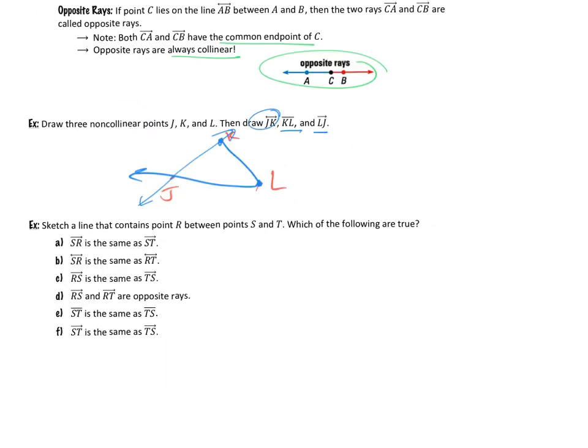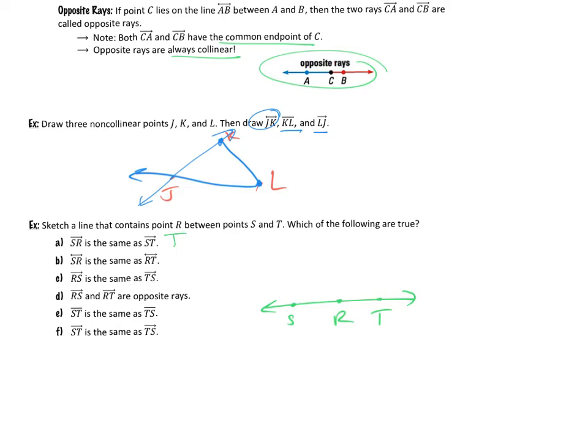In our next section, we're going to look at a line that contains point R in between points S and T. We're going to look at these statements and determine which are true. For part A, both ray SR and ray ST start with S, and in this case, R and T are both to the right, so those are indeed the same ray. That statement is true.